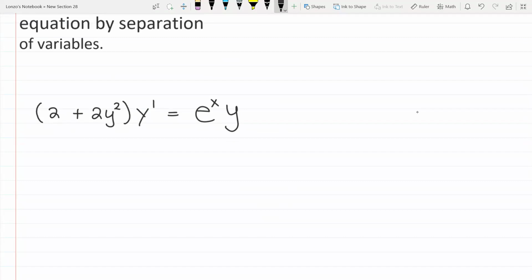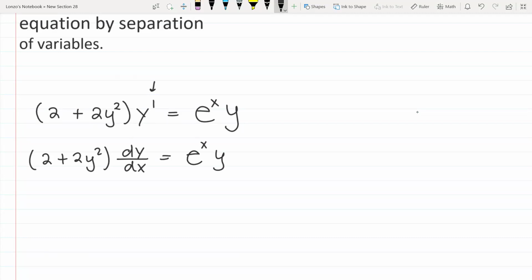So what we have is (2 + 2y²) y' = e^x y. First step, we have to check, is this even separable? We have to rewrite this problem. You see this y prime? We can rewrite that as dy/dx, right? So we can rewrite this as (2 + 2y²) dy/dx = e^x y.